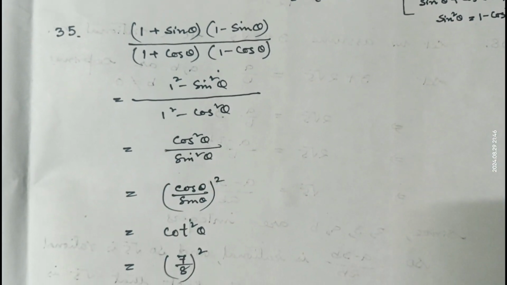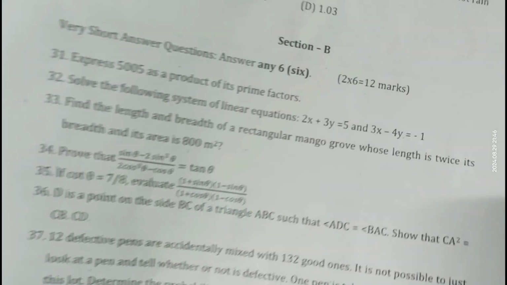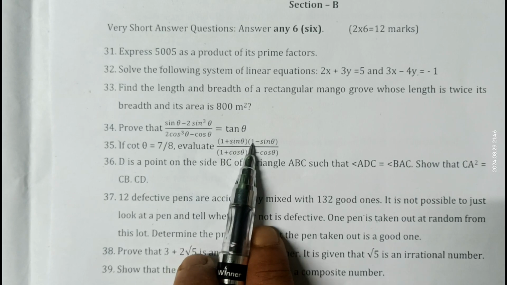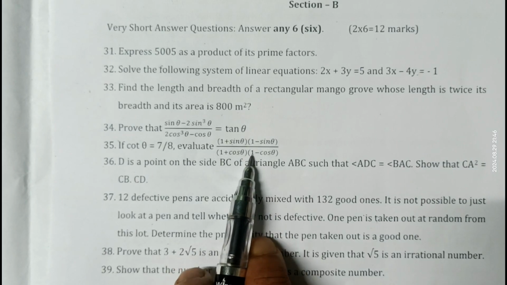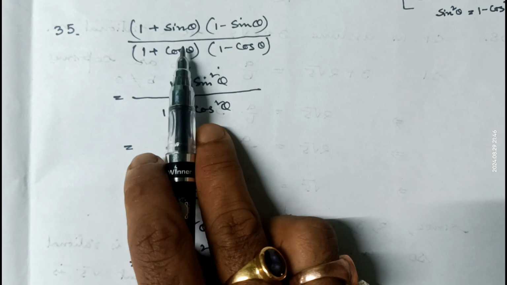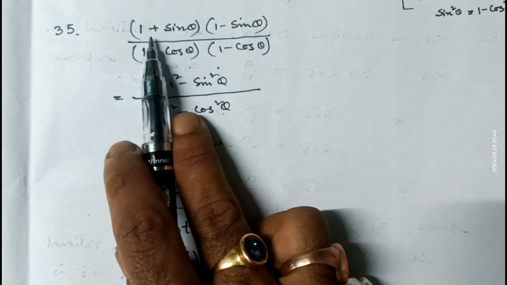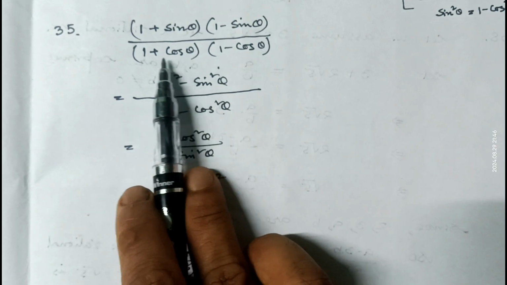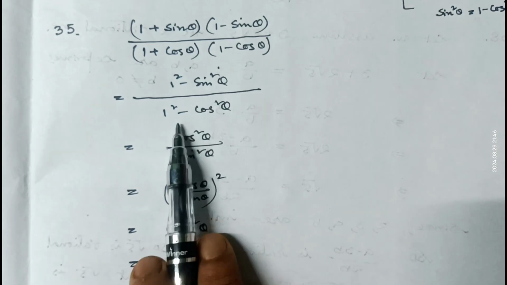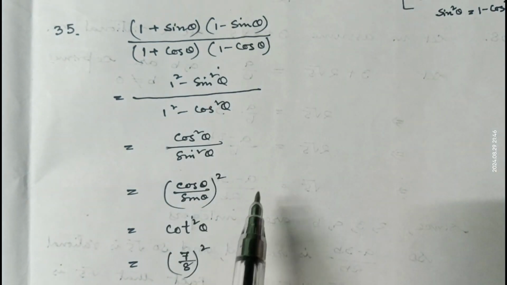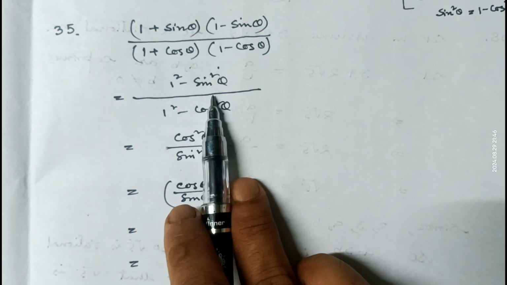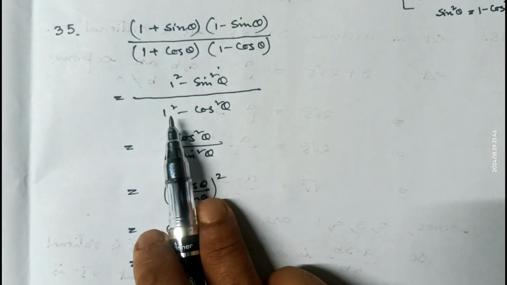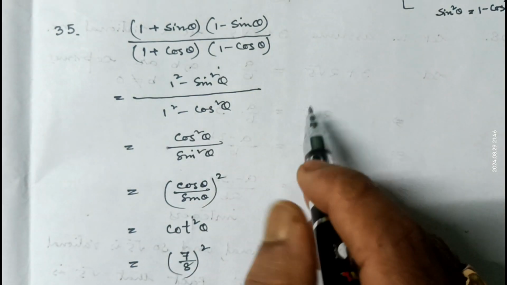Now in question number 35, it is given that if cot theta is 7 by 8, evaluate (1 plus sin theta)(1 minus sin theta) by (1 plus cos theta)(1 minus cos theta). So here 1 plus sine into 1 minus sine, we can apply the (a plus b)(a minus b) formula, so it will be a square minus b square. In the denominator also 1 plus cos, 1 minus cos can be written as 1 square minus cos square theta. Now we know sine square plus cos square is 1. So 1 minus sine square will be cos square. So instead of 1 minus sine square we are writing cos square, and 1 minus cos square will be sine square.